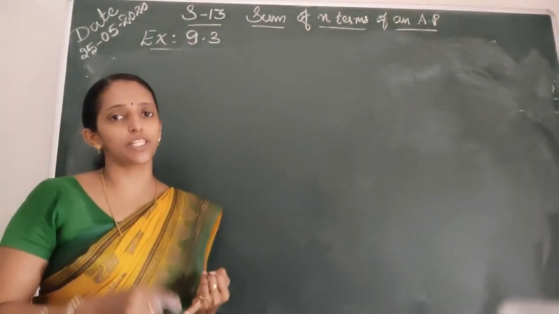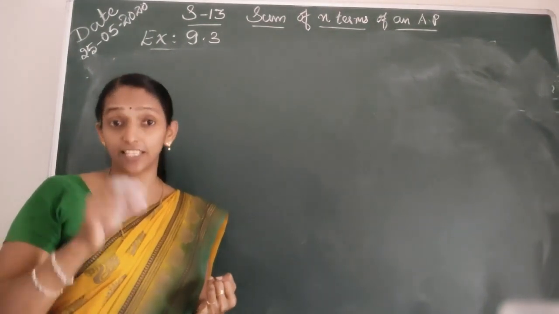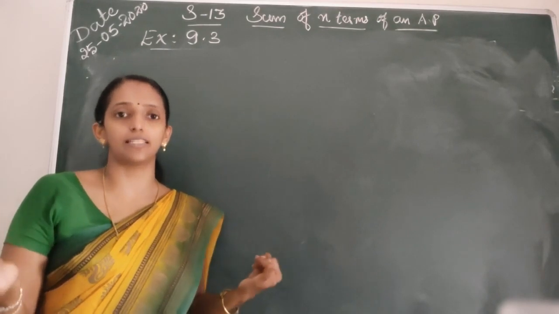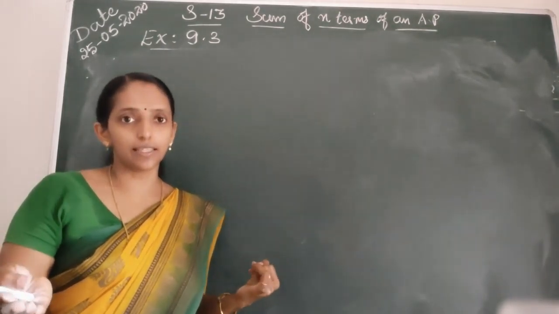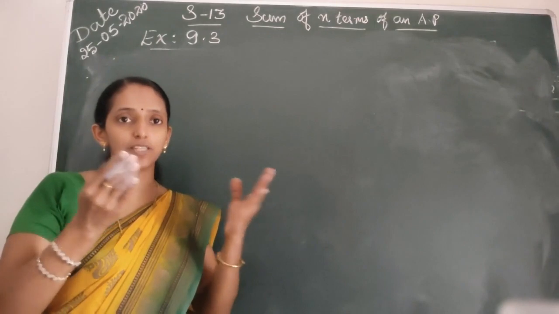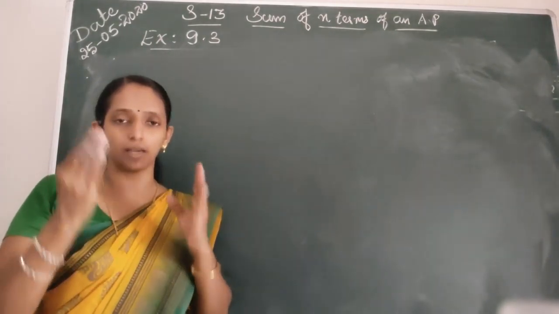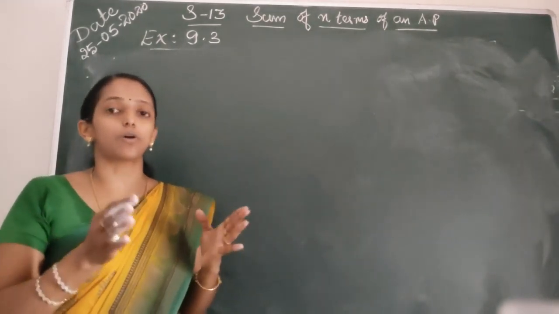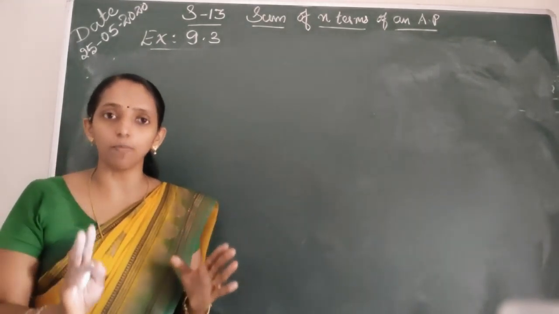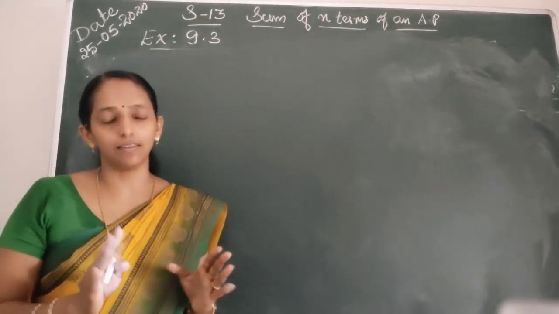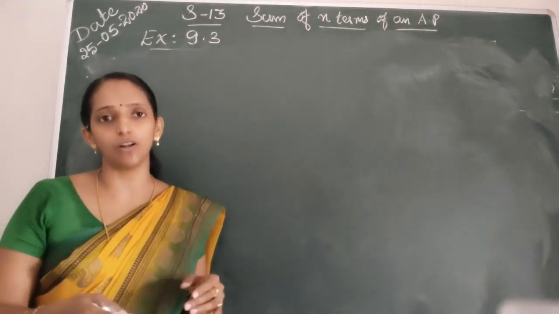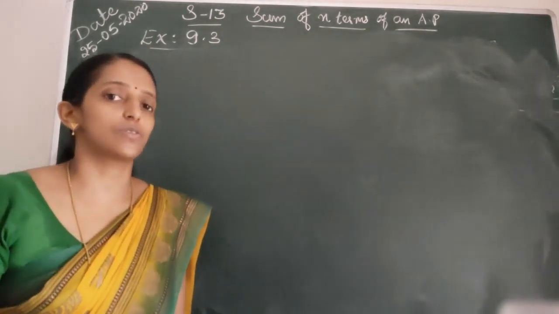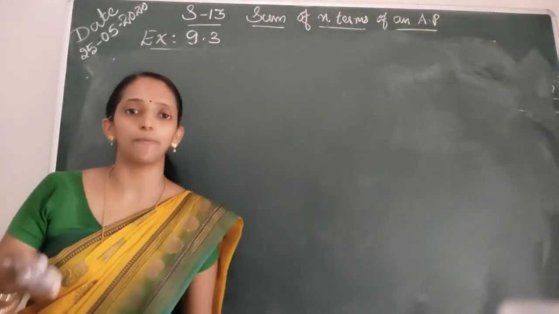That means a progression which has a fixed number added to the previous term, or you are getting a common difference between two consecutive numbers in the series. That is known as an arithmetic progression, and it is denoted by AP. It is always read as AP only. We are not going to write arithmetic progression wherever the questions come. It is seen as AP only.